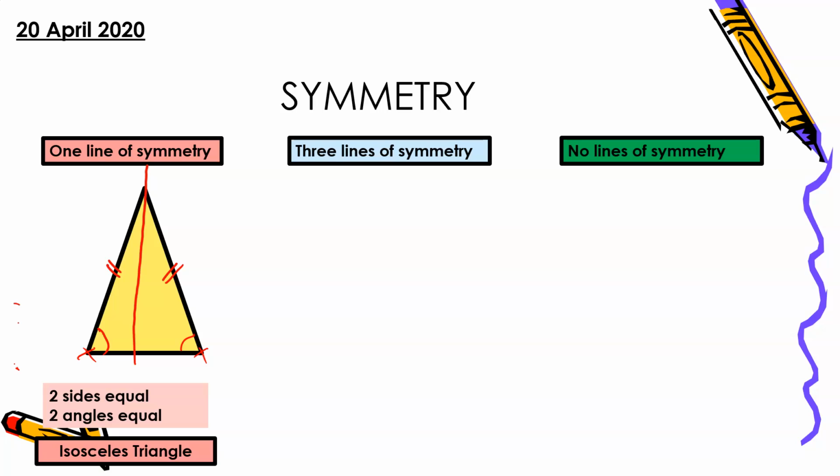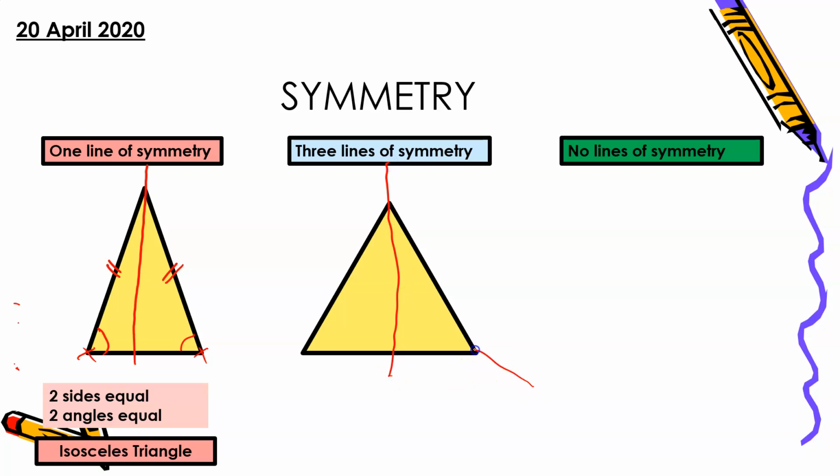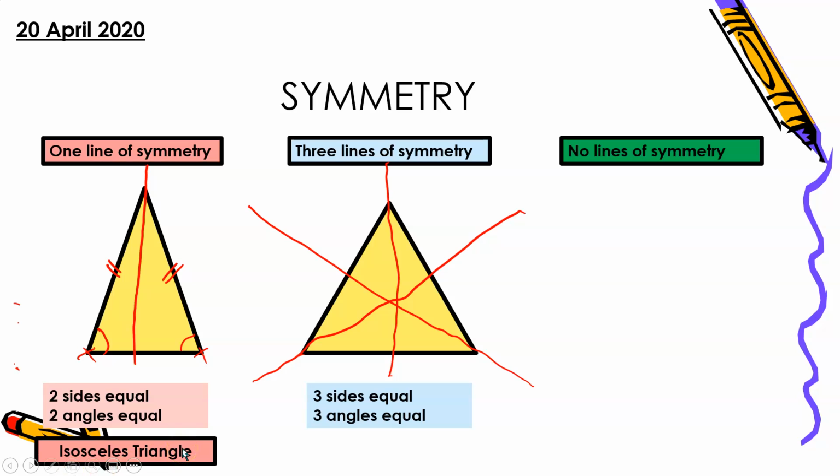A triangle that has three lines of symmetry looks like this. It has a line through each of its corners and the opposite side, creating the same thing, that each one of those is a mirror line. If you folded them on those lines, they would match up exactly the same. But also, each side is the same length and each angle is the same size as well. We call this triangle an equilateral triangle.